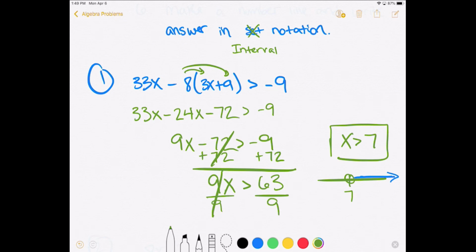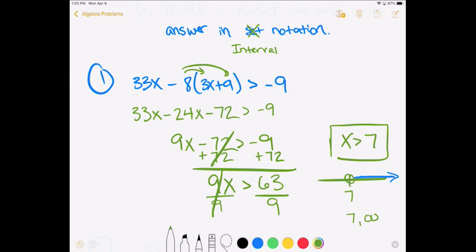anytime you read a number line, or if you count by hand or in your head, you count left to right. Okay, just like you read left to right. So 7 to the right. I want everything to the right of, or everything greater than 7. So everything greater than 7 is called infinity.